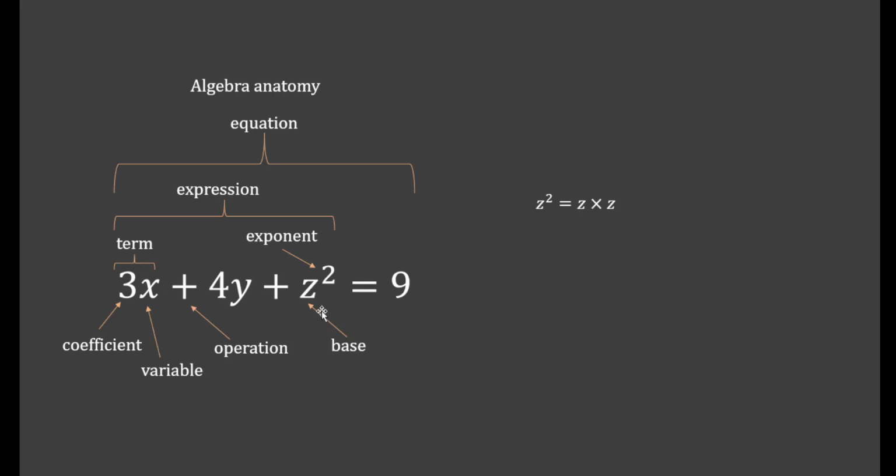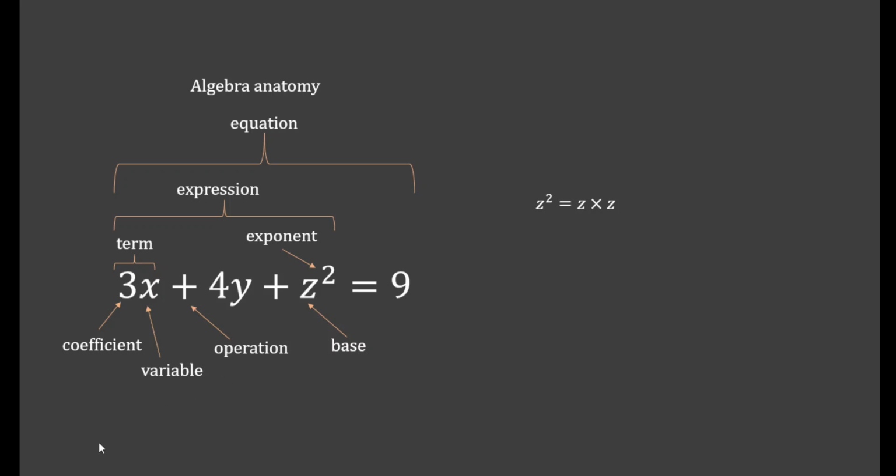The term that is important here is that the small number is usually referred to as the exponent. Sometimes it can also be referred to as the power, and the number that is being raised is referred to as the base. And this is going to come in handy when we start talking about laws of indices and that kind of exponents and stuff like that.